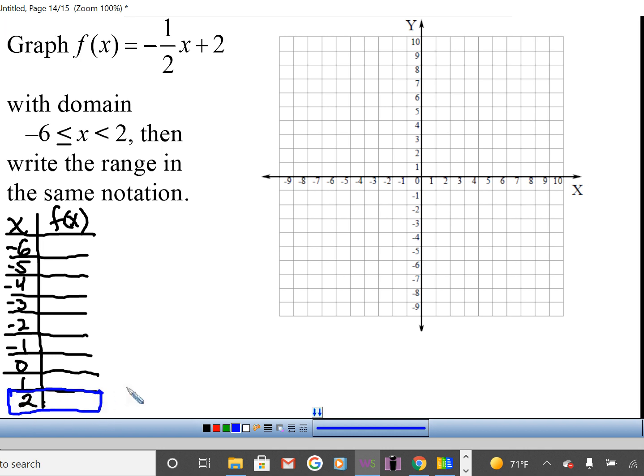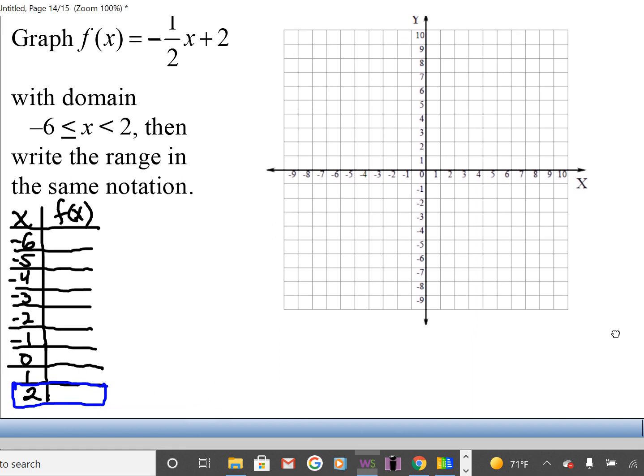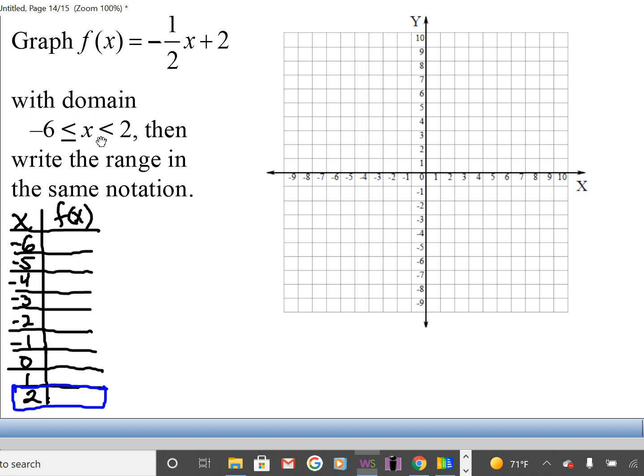2 is not included. Now, I want you to look at the domain again, the inequality notation that they gave us, and tell your neighbor why 2 is not included. All right, Sky, why isn't 2 included? It doesn't have the equal. That means that it's not included because there's no equal to 2.